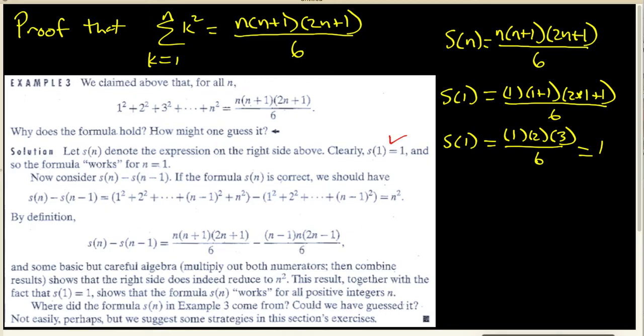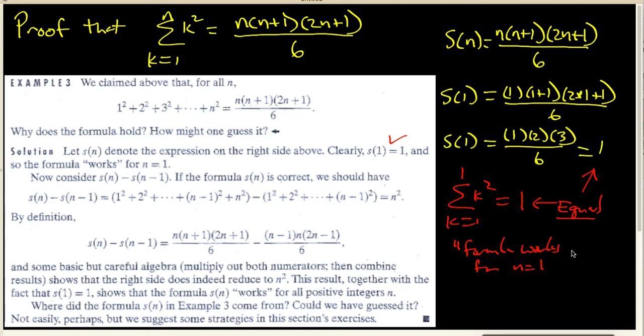And when they say that the formula works for n is equal to 1, they mean that we have an equality right here. So I want to verify that the formula works. If I look at the sum as k goes from 1 to 1 of k squared, that is also 1, and these two things are equal. And that's what they mean by the formula works for n is equal to 1. That if I look at this expression and I look at this expression and I plug in n is equal to 1, I get the same thing.